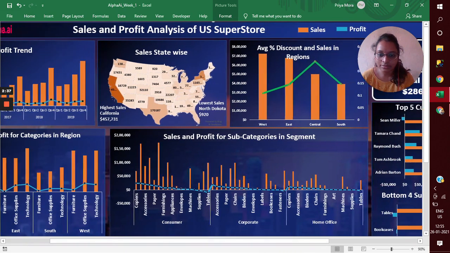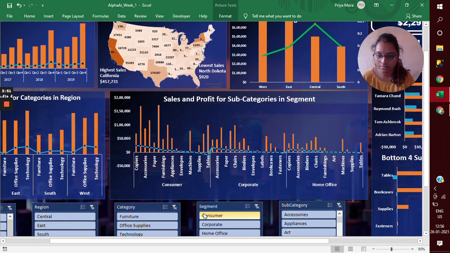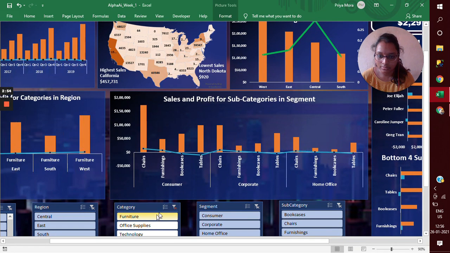And here are the sales and profits for different subcategories, segment-wise. The subcategory tables is performing very poorly in terms of profits in each segment. Let me show you clearly. I'll filter the data. Here you can see clearly that in each segment, tables are performing very poorly in terms of profits.